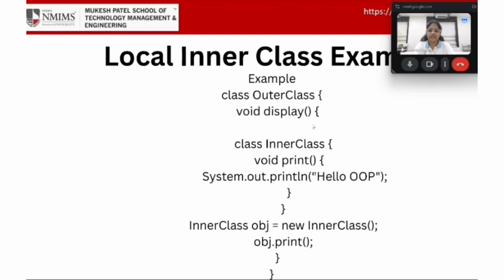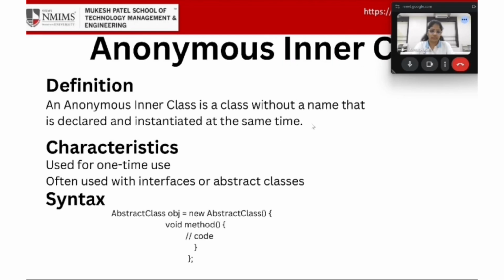The inner class contains a method called print, which prints a message. Inside the display method, we create the object of the inner class and call the print method. Since the class exists only inside the method, it cannot be accessed outside display. So this is why it is called local inner class.